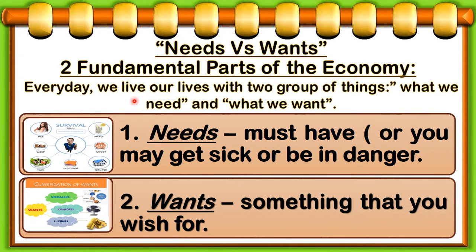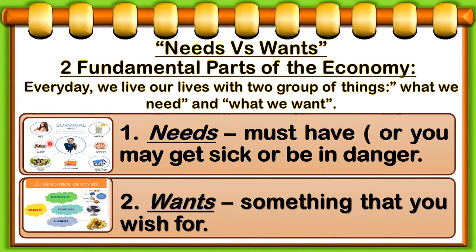Let us discuss needs versus wants further. So there are two fundamental parts of the economy. Every day we live our lives with two groups of things. First, what we need, and second, what we want. First, needs. Needs are must-haves, or you may get sick or be in danger. What are the needs that we have to have?